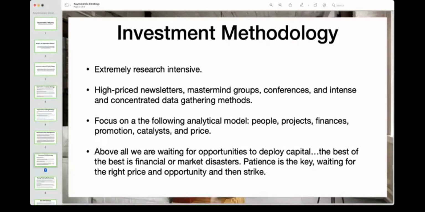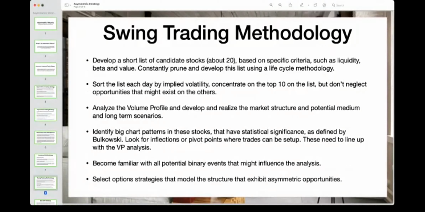And that's what this last bullet is. Above all, we're waiting for opportunities to deploy capital. The best of the best is financial or market disasters. We love those. So like if there's a crash in the market, like there was back in March of 2020, that was pretty much the best time to invest in gold miners, explorers, royalties, and streaming companies, and that sort of thing. And as I said, patience is the key, waiting for the right price and the opportunity, and then strike.